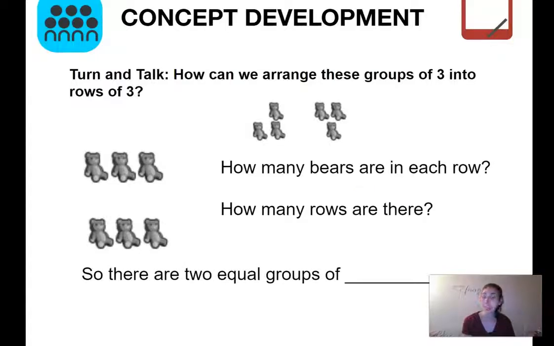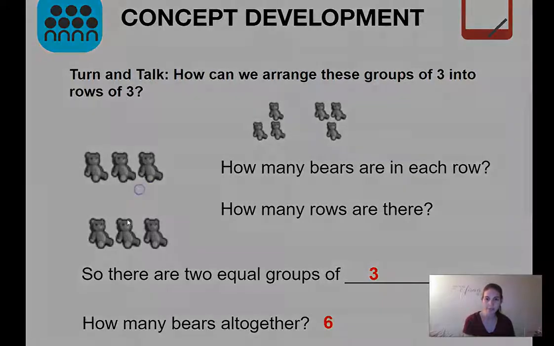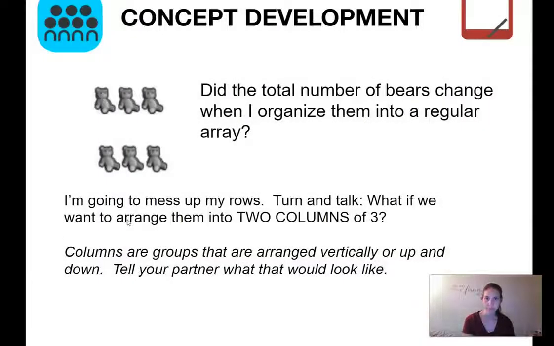So there are 2 equal groups. There's the same in each row. There are 2 equal groups of 3. And how many bears are there all together? We just said 3 plus 3 equals 6. So this is called a rectangular array. Rectangular array. That's what this is called when you organize something in rows like this. And there's the same amount in each row.